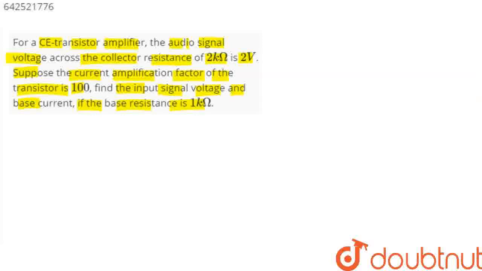So here the common emitter transistor, we can say emitter is common to both input and output. So if we write the input and output characteristic, the input current will be our base current and the output current will be our collector current. Similarly, base emitter voltage will be our input voltage and output voltage will be our collector emitter voltage. So here this is our input resistance and this is our output resistance.